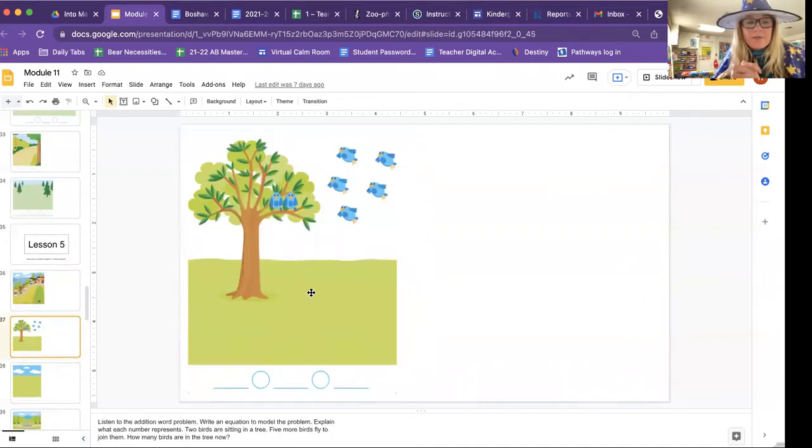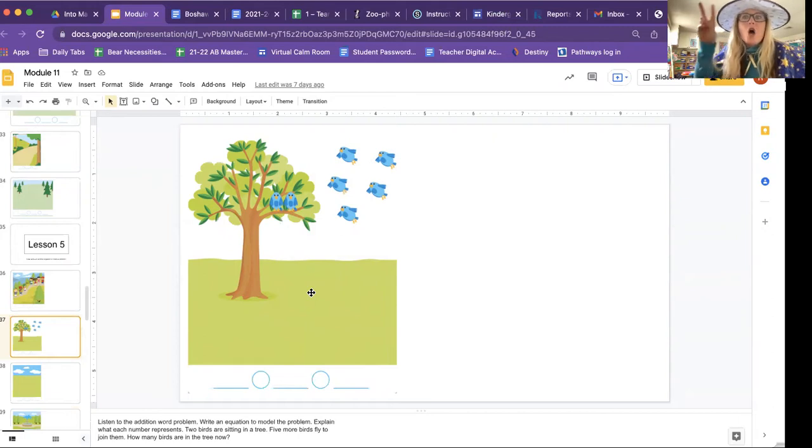All right, here's a story. Listen. You're going to have to write the equation, okay? There were 2 birds sitting in a tree. 2 birds. 5 more joined them. They flew in and joined them. How many birds are in the tree now? All right. Well, did you hear those numbers? Remember, in stories, we're listening for numbers.